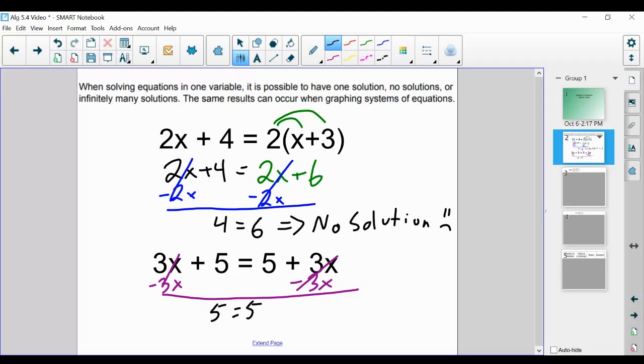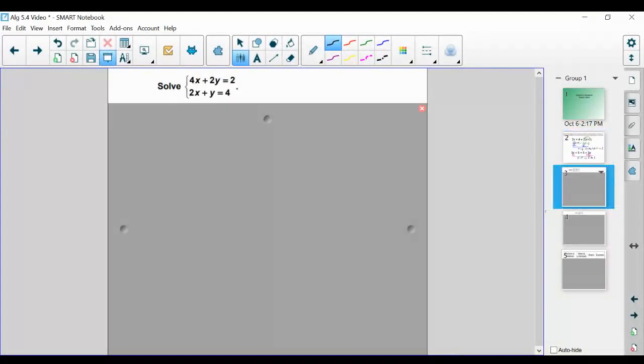We also could have an infinitely many solutions answer, and that's the same thing as all real numbers. But today, since we're talking about solutions of systems, we're going to try to move forward with infinitely many solutions. So just for the time being, I'm just going to abbreviate IMS. So this should be a good refresher as to solving equations in one variable and having those special cases. And today we're going to be talking about solving systems to get those special cases.